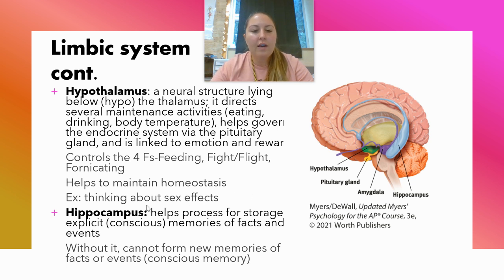Then we have the hippocampus. And the hippocampus is this region right here. Okay. The hippocampus is very, very important for memory. When we're talking about names, dates, facts, the hippocampus is the region of the brain that does a lot of storage of that type of material. And we call those explicit memories. Now, without the hippocampus, we cannot form any new memories of facts or events.